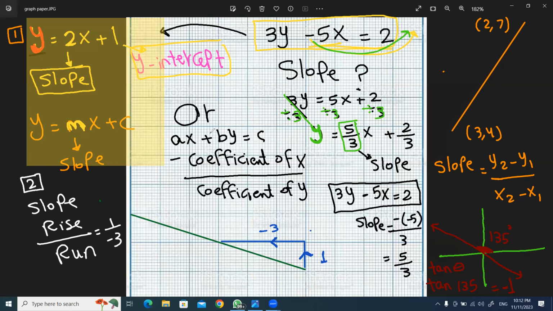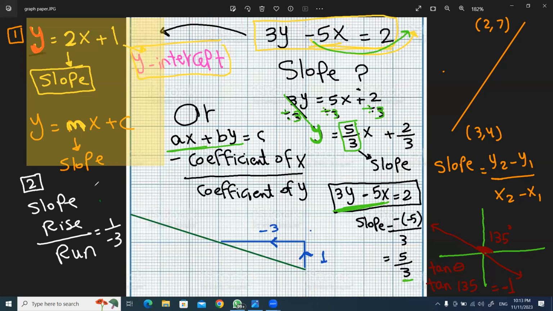Or if we want to get the slope directly in one step, when we have the term of x and the term of y on one side, we can apply this rule: the slope equals negative coefficient of x over coefficient of y. Here, in 3y minus 5x equals 2, y and x are on one side. So what is the slope? It's negative coefficient of x, negative negative 5, over coefficient of y, which is 3, so 5 over 3.